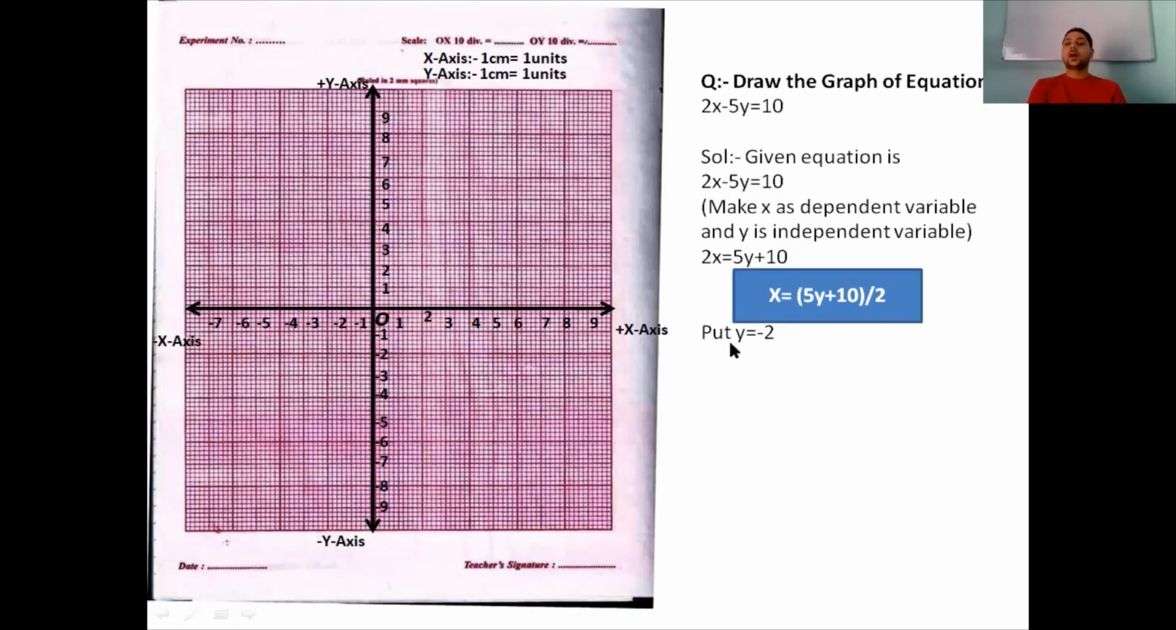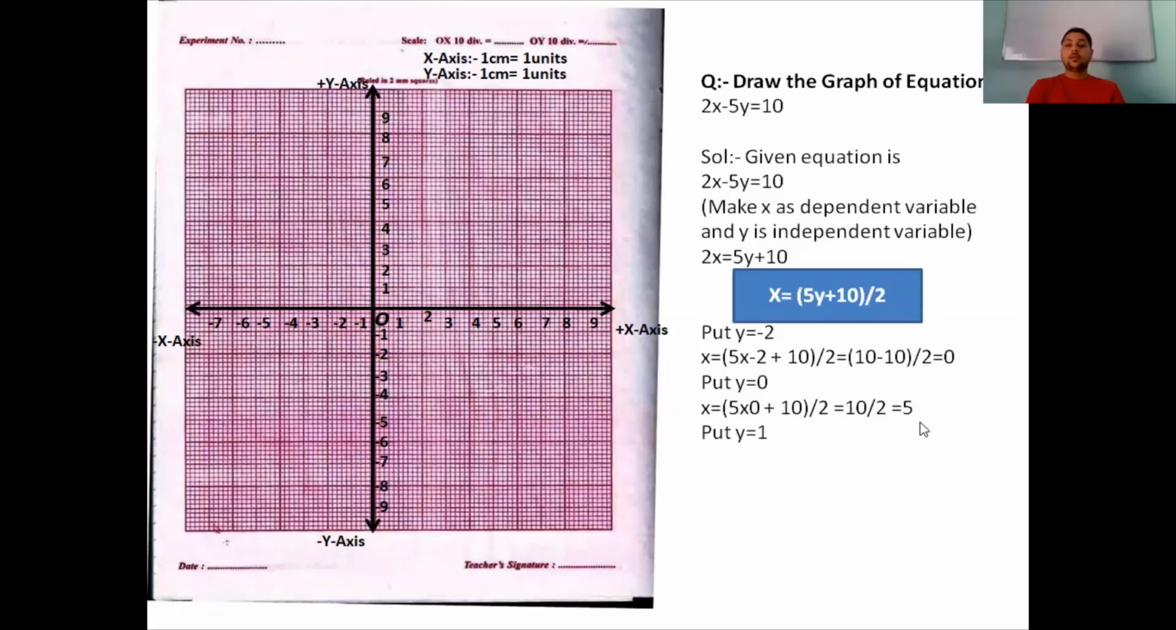Okay, we have y is equal to 2.5, y is equal to -2. When y is equal to -2, then we substitute y is equal to -2 in this equation. 5 multiplied by -2 plus 10, that is -10 plus 10, which is 0 here. So when we put y is equal to -2, x is equal to 0 here. Again, second point, when y is equal to 0, x is equal to 5 here. So we have 2 points in integer form here, (0, -2) and (5, 0) here.